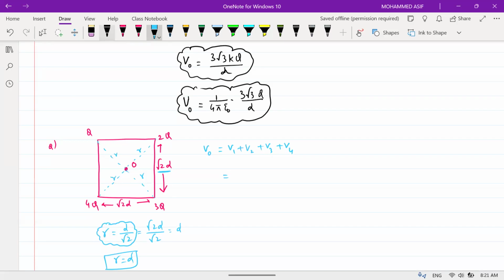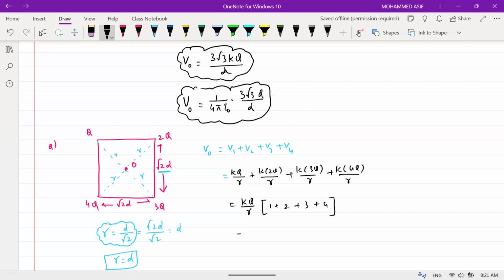So the value of V will be equal to K into Q divided by R, plus K into 2Q divided by R, plus K into 3Q divided by R, plus K into 4Q divided by R. What is common between these? KQ divided by R is common. So this value will be Q by R times 1 plus 2 plus 3 plus 4.